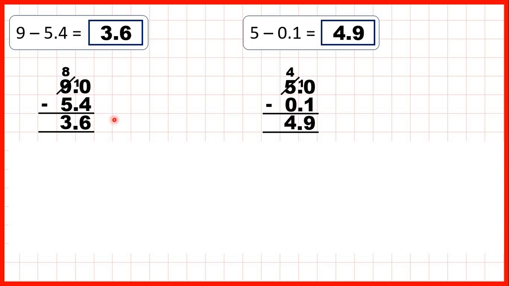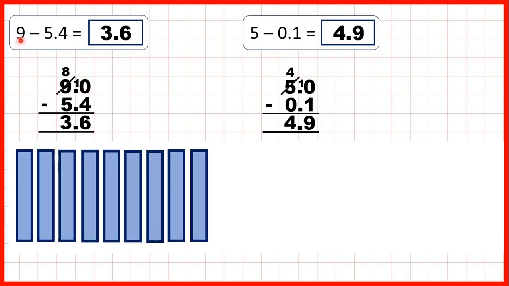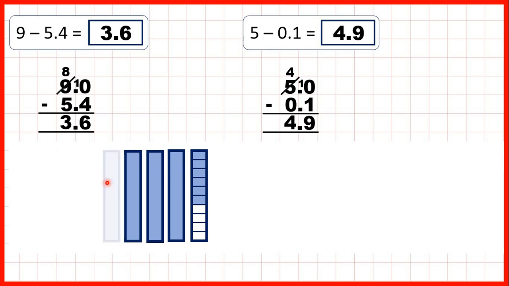So let's show what we did here. We started with 9 and we needed to subtract 5.4. But to subtract 4 tenths, we first needed to change one of our wholes into tenths. That meant that we had 8 ones and 10 tenths, so we could subtract 1, 2, 3, 4 tenths to give us 6 tenths in our answer. Then we had 8 ones and we were subtracting 5, so if we take away 1, 2, 3, 4, 5, that leaves us with 3 ones and 6 tenths, so 3.6.